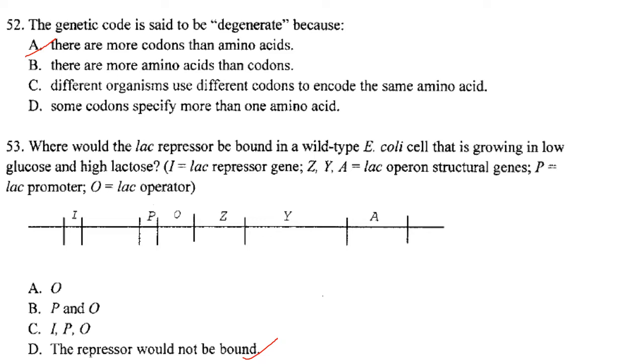Then where would the lac repressor be bound in a wild type E. coli cell that is growing in low glucose and high lactose? I is the lac repressor gene, ZYA are the lac operon structural genes, P is the lac promoter, and O is the lac operator. So low glucose, high lactose. So the E. coli cell will start utilizing lactose. So it needs the lactose metabolizing machinery. Hence the repressor would not be bound. Answer is option D.